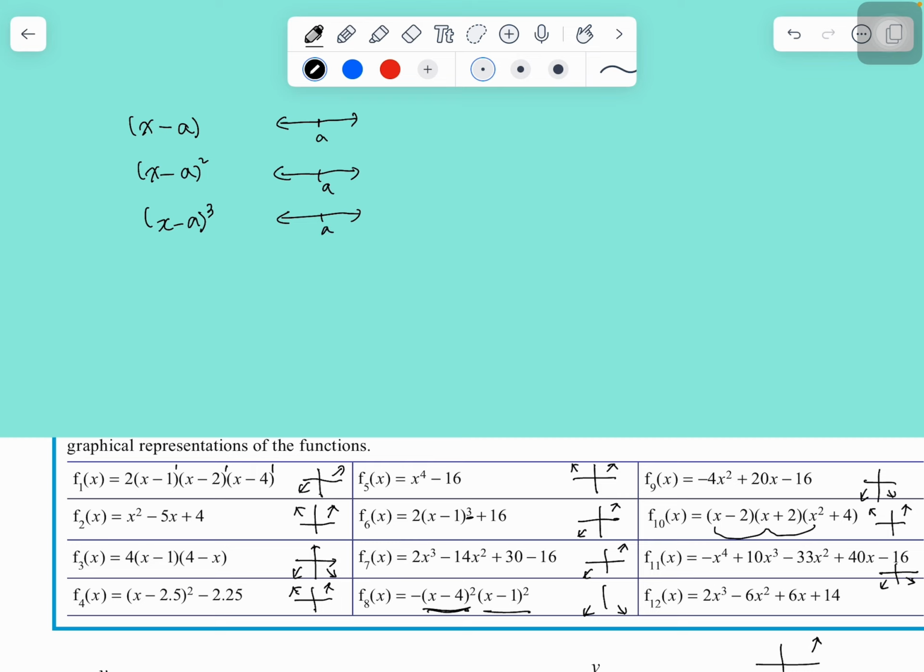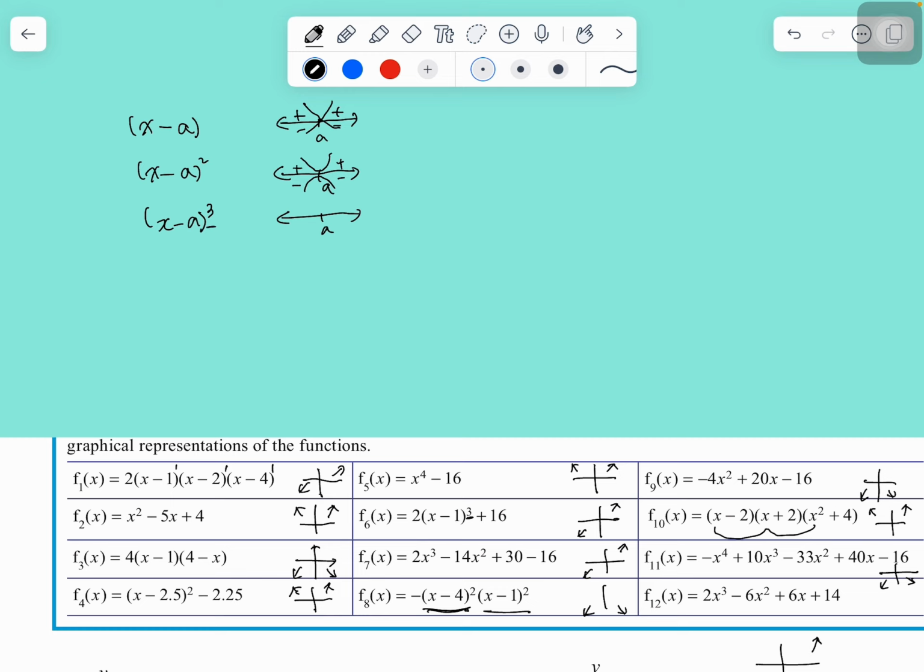So the first one, just cross, like this or like this, depending on the direction. And the second one, squared, is touch. We call it touch, like this or like this. It means that we don't change any sign. Like here, for example, positive to negative to positive, something like that. But here, positive to positive, negative to negative. It doesn't change any sign.